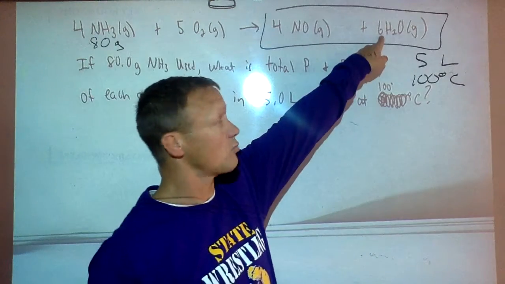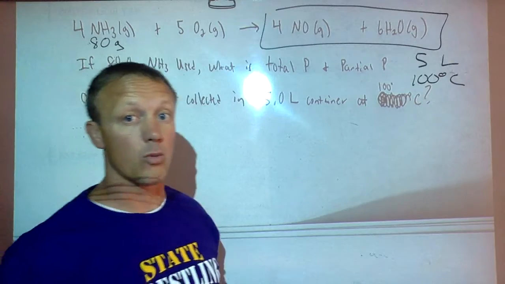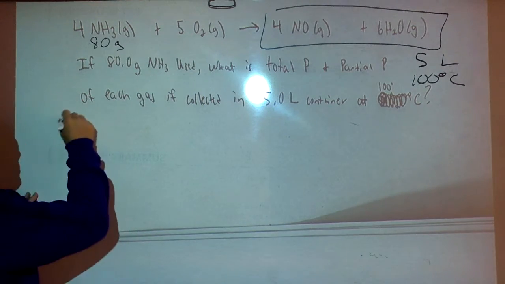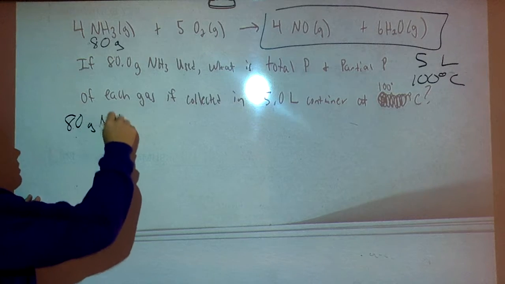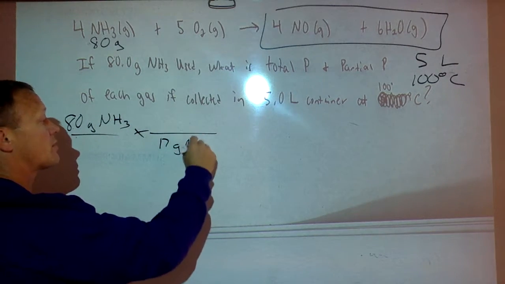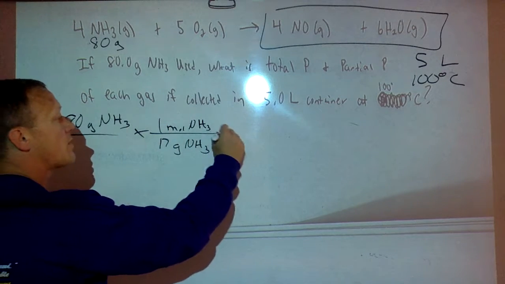Obviously, water is going to cause more pressure than NO. There's going to be more moles of water than there is of nitrogen monoxide. So we'll do our stoichiometry. We got 80 grams of NH3, 17 grams is a mole of ammonia.